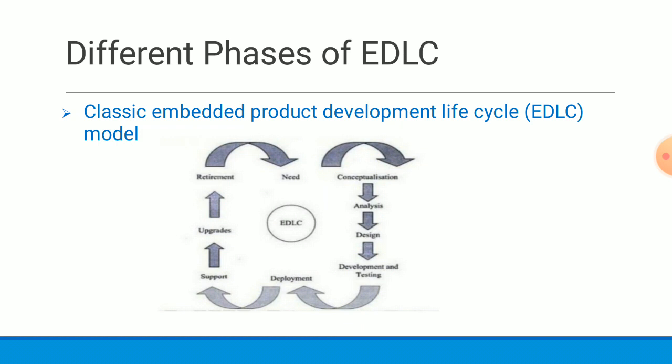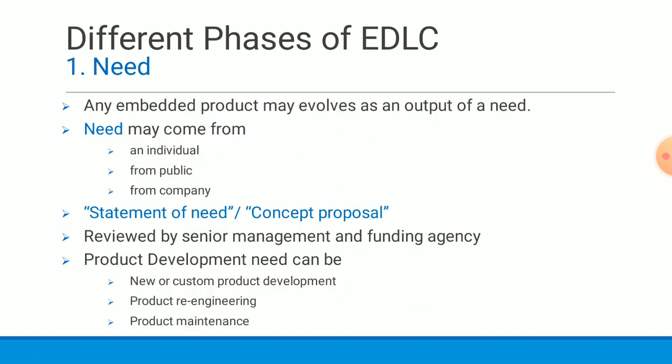Now we will see each phase in detail. The first phase is the need phase. Any embedded product evolves as an output of a need. This need may come from various sources: it may come from an individual, from the public, or from a company.